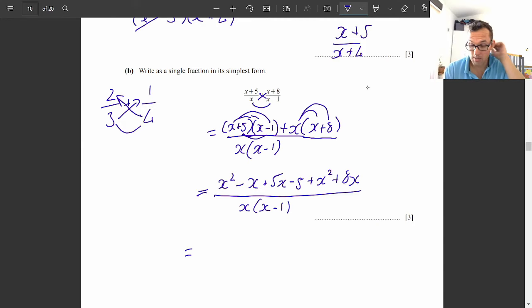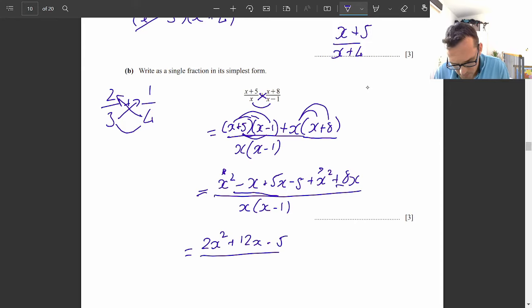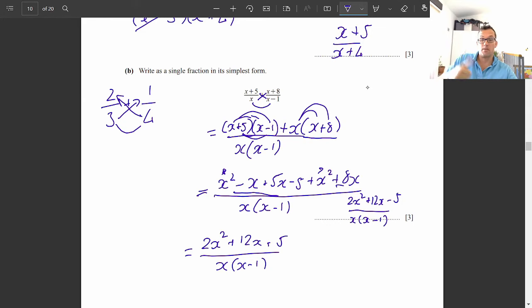Okay, now we just need to look for like terms. We've got the x squared and another x squared. That will give us 2x squared. Negative x plus 5x is 4x, plus 8x gives us 12x. And there's a minus 5. And that's enough. All right, that's what they want. So let's just write that answer on the line. 2x squared plus 12x minus 5 over x minus 1. And you've done it.